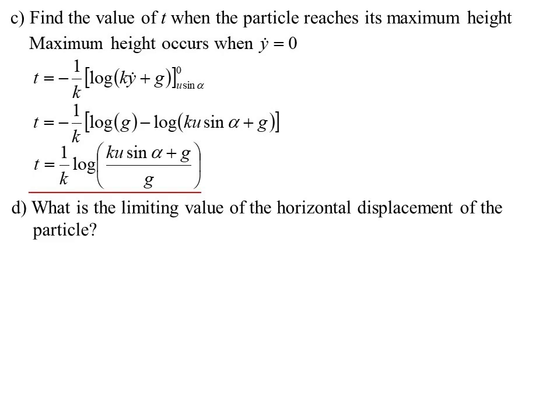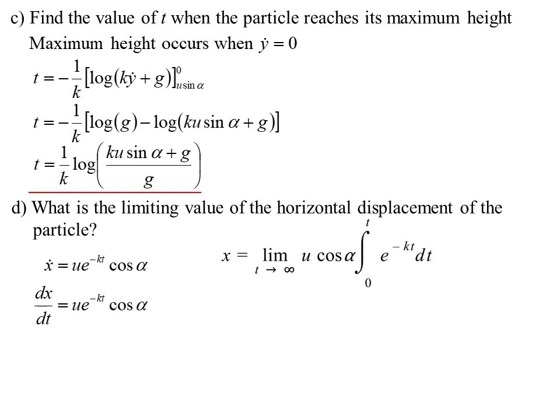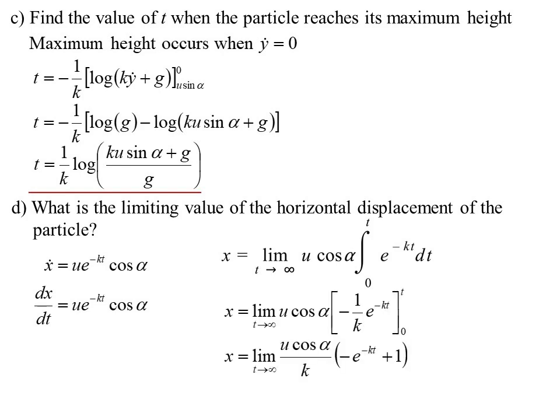What is the limiting value of the horizontal displacement of the particle? The limiting value of the horizontal displacement. Well, remember, we've found a velocity equation. Velocity is dx by dt. Again, but we want the limit as t approaches infinity, the limiting value. U is a constant, cos alpha is a constant. I'm essentially just integrating e to the minus kt, which is a nice easy integral. So going from t to 0, well, we've got our backwards exponential. As t approaches infinity, we know that goes to 0. So there it is, u cos alpha on k.